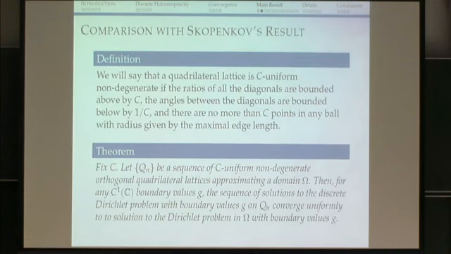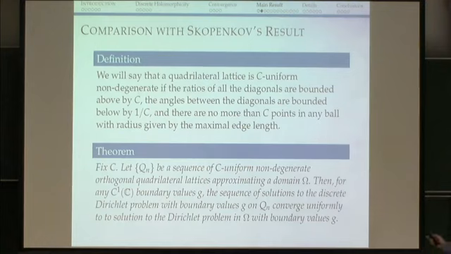Okay. Just for the sake of comparison, here's Skopenkov's result. He defined this notion of C-uniform non-degenerate, which again had this local component saying that the ratio of the diagonals is bounded above by C. So again, you have this sort of local distortion condition.